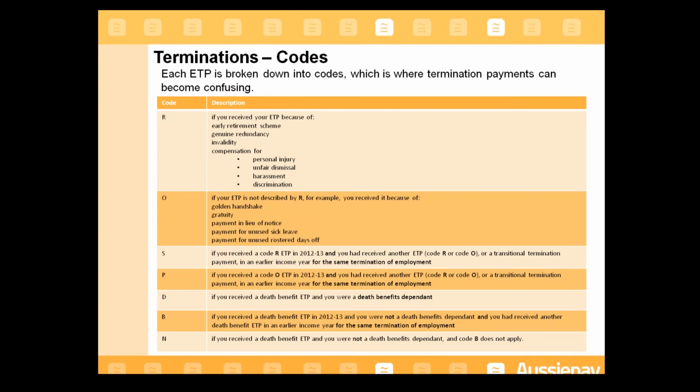Okay, so we've got a list here of the ETP termination codes. This changed in 2012 with the ATO, and it is a point of confusion for most people. So any employee termination payment has to be coded, and as you can see there, we've got an R, an O, an S, a P, a D, a B, and an N. So this is probably why a consultant will ask you the most questions, so that we can make sure and take care of this for you. The most common codes here are R and O's because they relate to the most probable reason for termination.